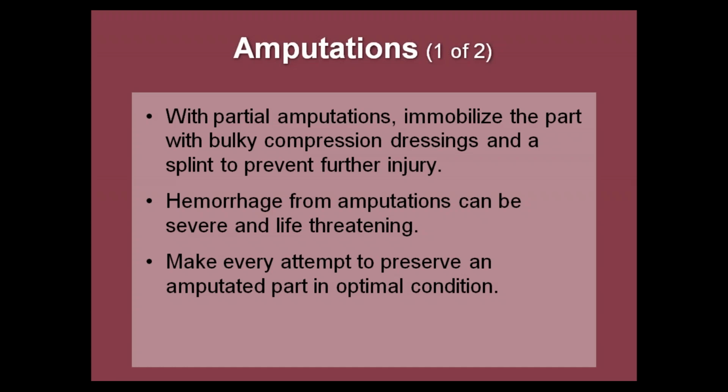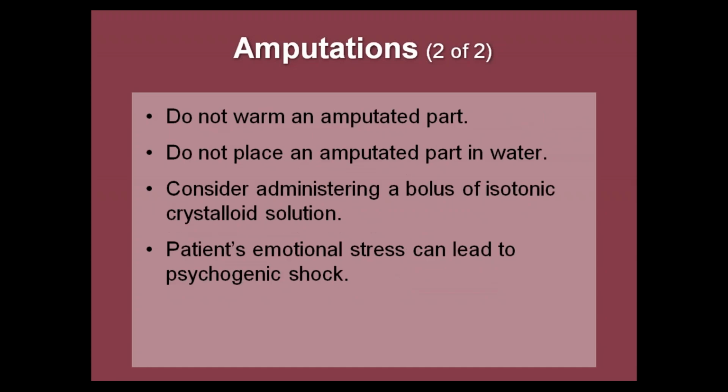Hemorrhage from the amputation can be severe and life-threatening. I think the book just says, quickly apply a tourniquet just above the site of amputation. With a complete amputation, wrap the amputated part in sterile dressing and place in a plastic bag. Typically the bag that we have is going to be like a red bag. Make sure it doesn't get thrown away by accident, which would be bad.